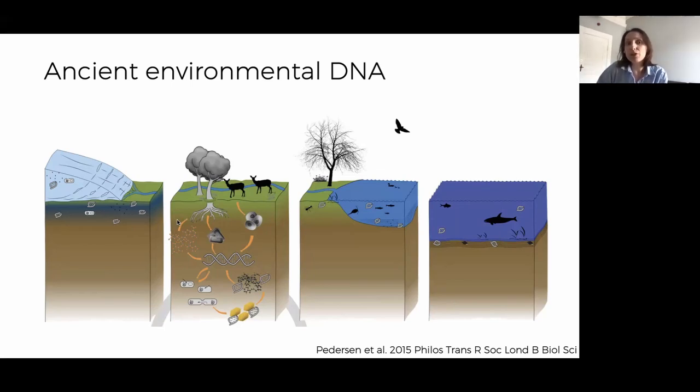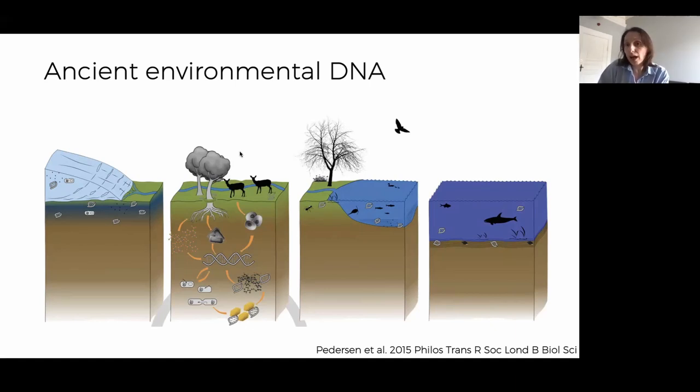So probably many of you have already heard about this proxy. In its simplest definition, ancient environmental DNA is DNA that we retrieve from ancient environmental deposits. And we can retrieve it from many different deposits, many different environments. Some of the ones shown here, such as permafrost, terrestrial deposits, lake sediments, and marine sediments as well. And another important source is also archaeological deposits, archaeological sites.